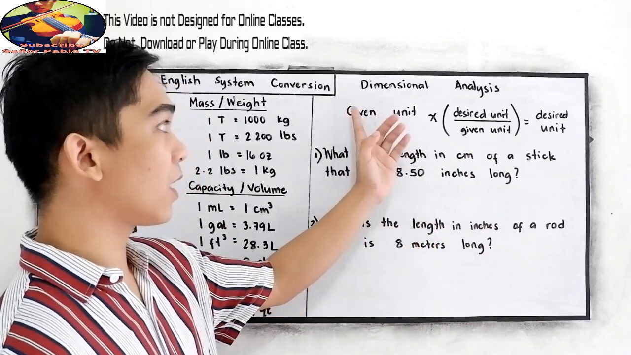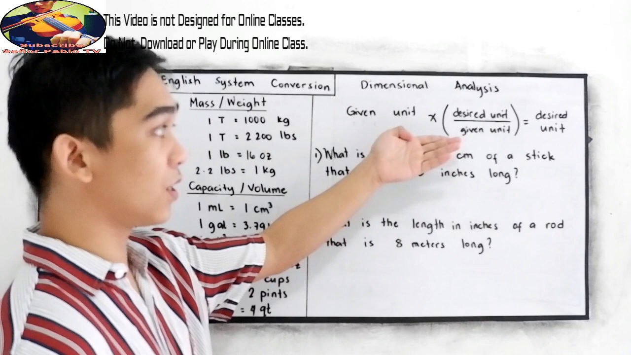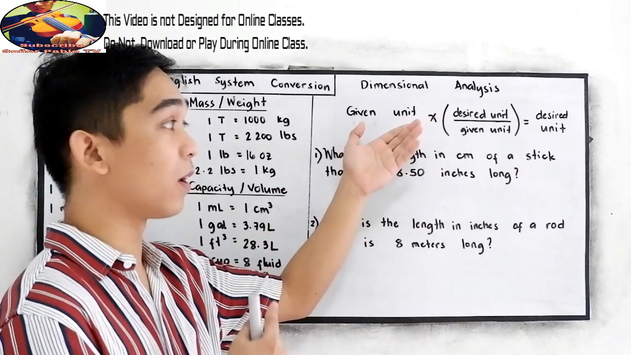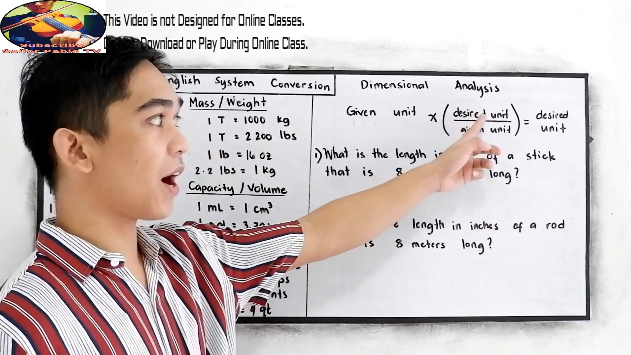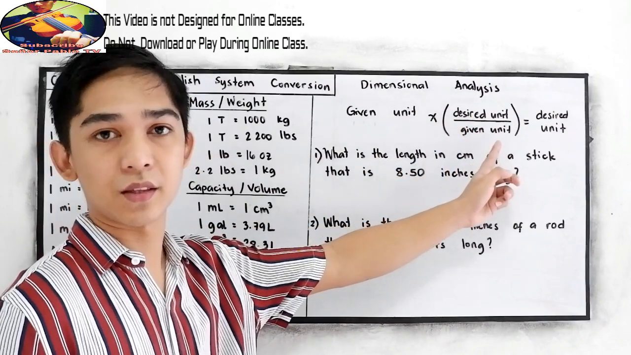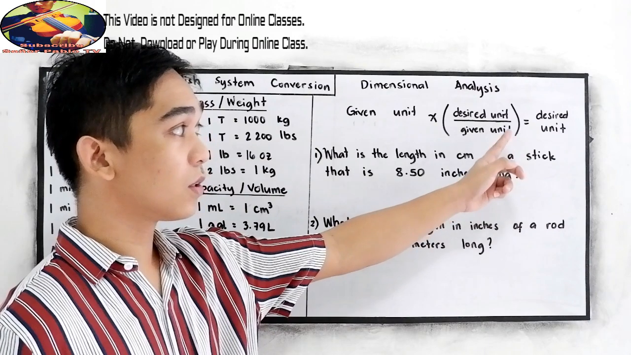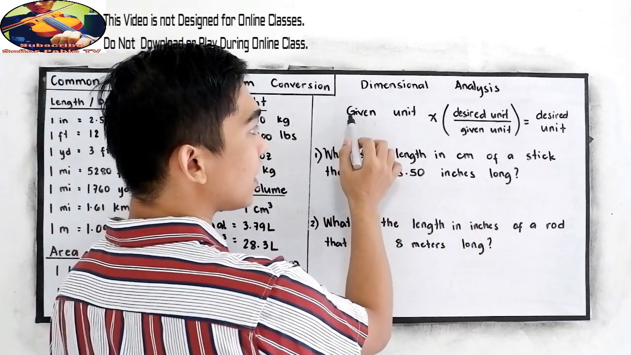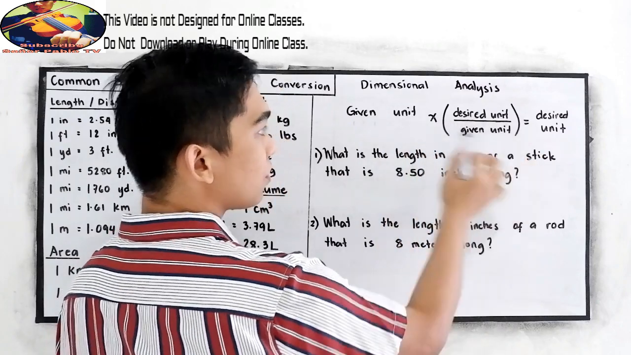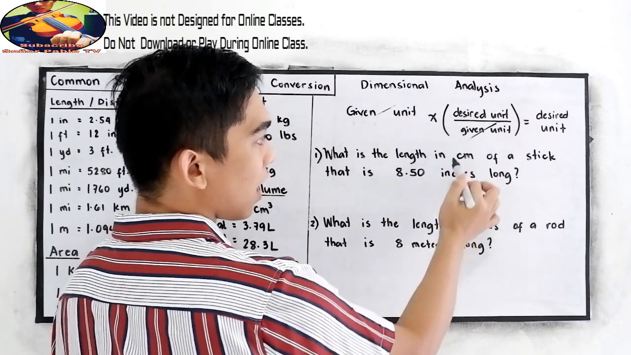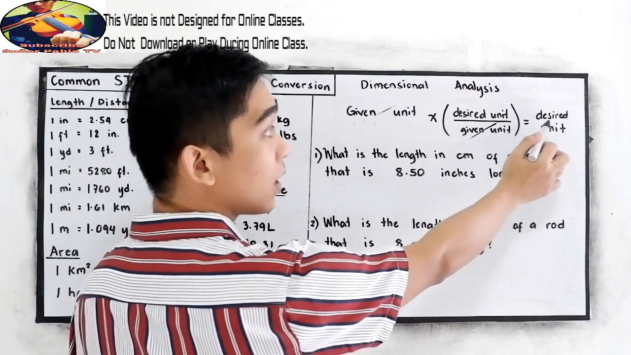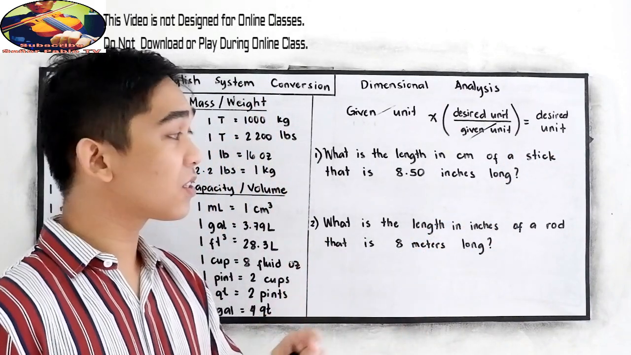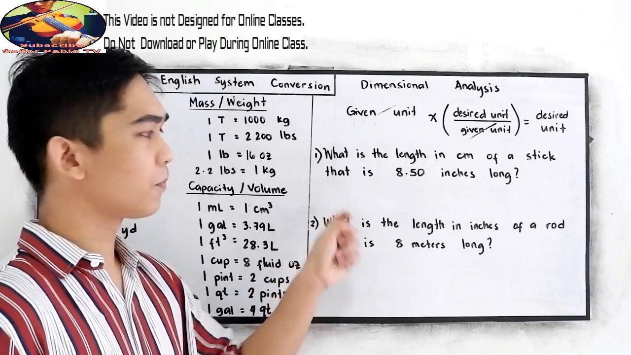So in our dimensional analysis, we need to follow this one. We have the given unit, the given in your problem, times the desired unit over the given unit is equal to the desired unit. So notice, if you're going to divide the given unit by the given unit, this will be canceled out. That's why we will come out with the desired unit. And now let us try by answering question number one.